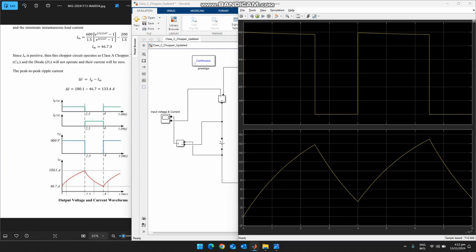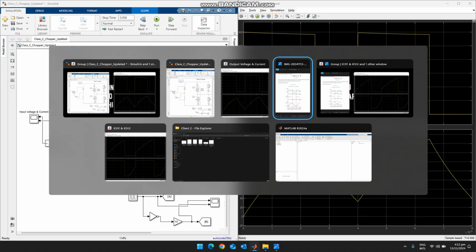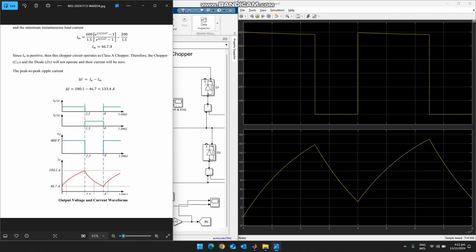Now let's see V out. This is V out, right? You can see, where is the diagram? V out is a maximum of 600 volt, and from 2.